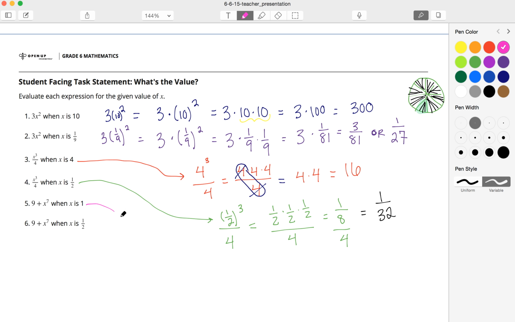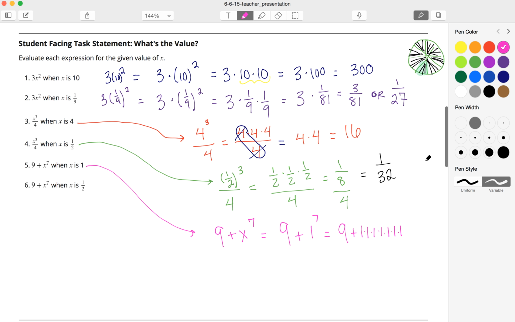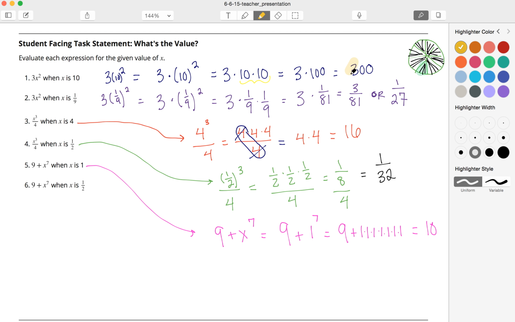All right, so let's talk about this next one. We have 9 plus x to the power of 7 when x is 1. So that's 9 plus 1 to the power of 7, which is 9 plus 1 times 1 times 1 times 1. Hold up. 1, 2, 3, 4, 5, 6, 7. Which is 1 times 1 times 1 times 1 times 1, for however long it is, just 1. So 9 plus 1 is 10. I just want to go back and highlight these final answers so you can see them a little bit easier.